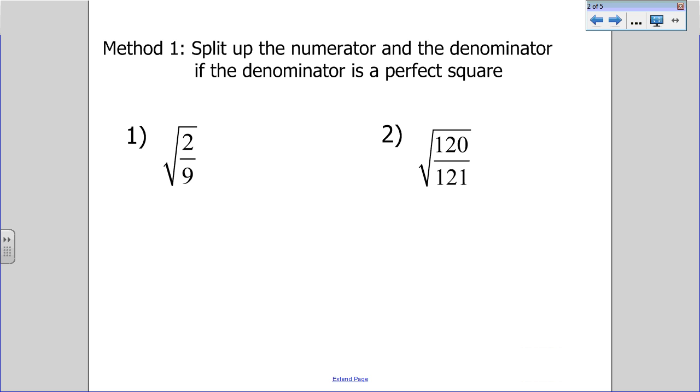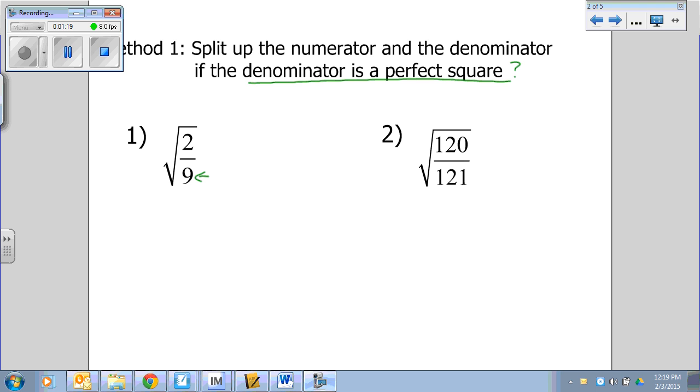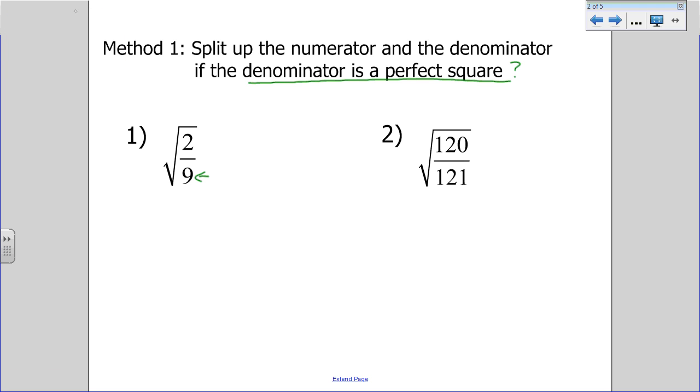We're going to take you through these methods, and they're more of a questioning technique that you want to look at. So the first thing we could do, one of the methods we could try, is split up the numerator and denominator if the denominator is a perfect square. That's usually the first thing you want to check for. Is your denominator a perfect square? So when I take a look at the first one, we've got square root of 2 over 9. I'm going to look at this denominator and check and see, is that a perfect square? 9 is a perfect square.